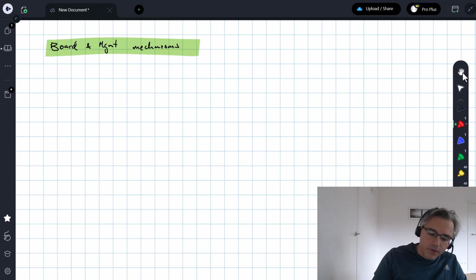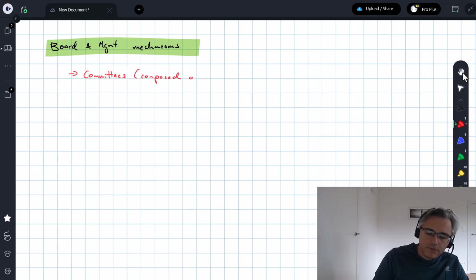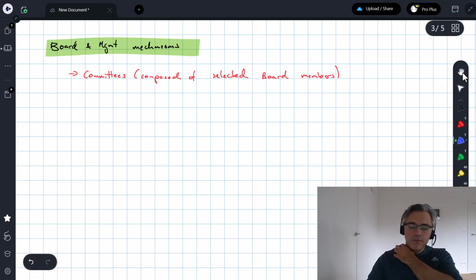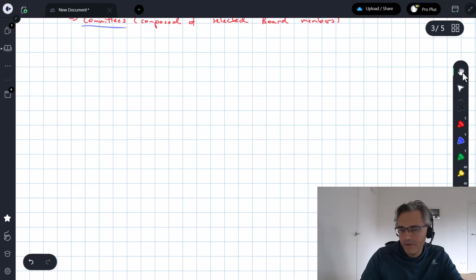function at board level. So within the board of directors you will find that there are committees that work on specific issues to which specific board members, specific directors have been designated or allocated. So committees are composed of selected board members. Some board members may be present in more than one committee. The role of the committees is to debate, consider, review and monitor various matters which are within their mandate.